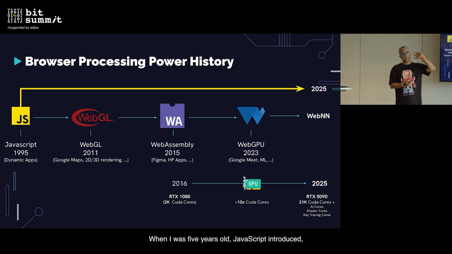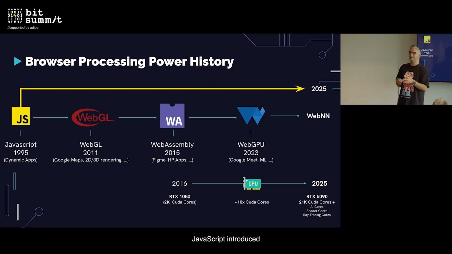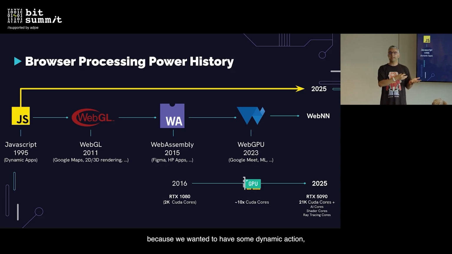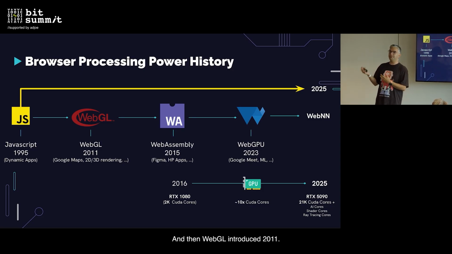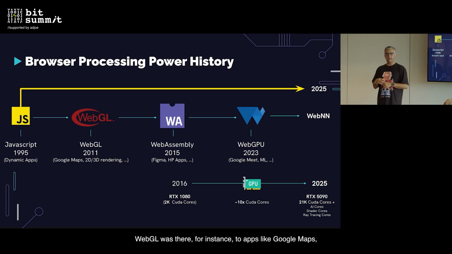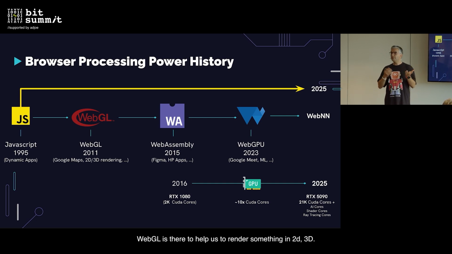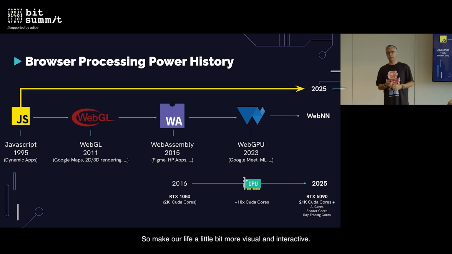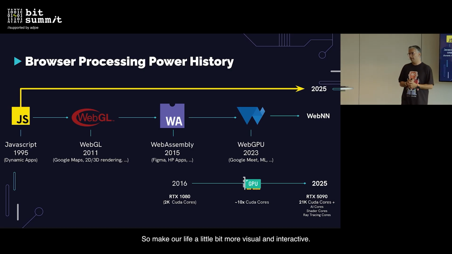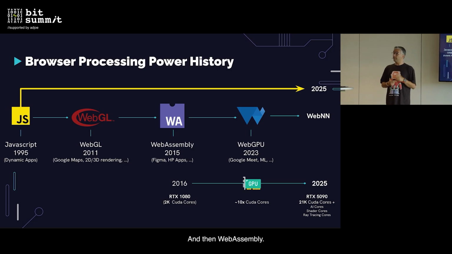When I was 5 years old, JavaScript was introduced, because we wanted to have some dynamic action, some logic in our application. And then WebGL was introduced in 2011. Apps like Google Maps use WebGL. WebGL is there to help us render something in 2D and 3D, making our life a little bit more visual and interactive. And then WebAssembly.